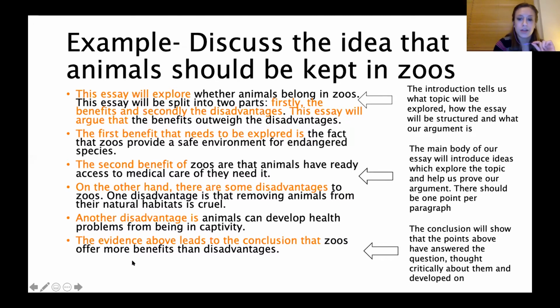And then finally, the conclusion, which reiterates what you've discussed and shows that you've answered the question. So something like, the evidence above leads to the conclusion that zoos offer more benefits than disadvantages. And of course, when you're writing a full essay, it will be much longer than this, but this is a good skeleton to use to help structure it in general.